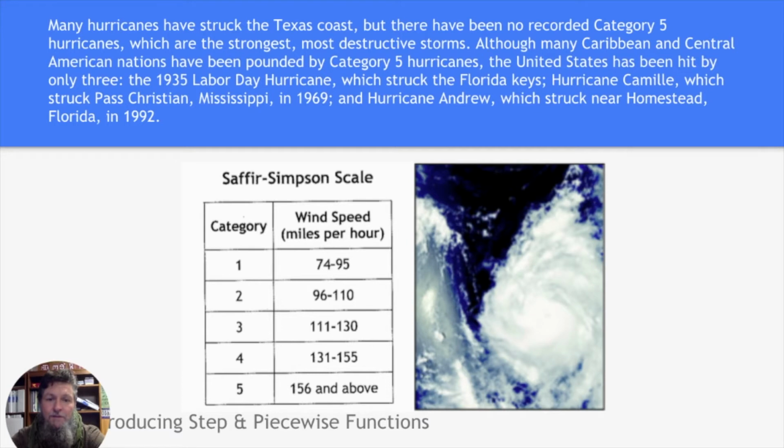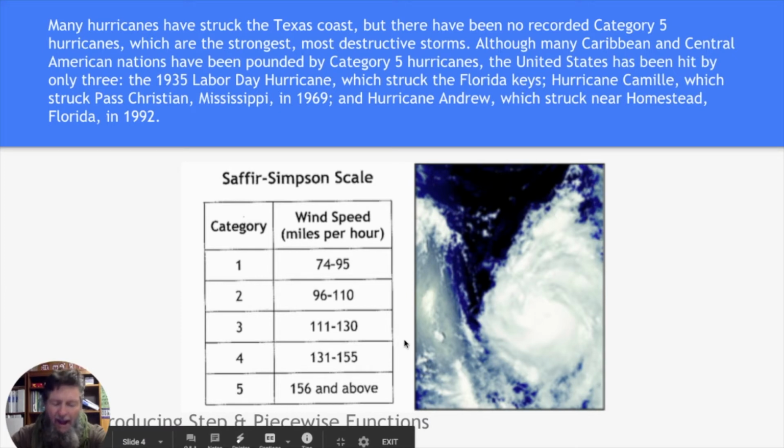There have been no recorded Category 5 hurricanes that struck the Texas coast, which are the strongest, most destructive storms. Although many Caribbean and Central American nations have been pounded by Category 5 hurricanes, the United States has only been hit by 3: the 1935 Labor Day hurricane, which struck the Florida Keys, Hurricane Camille, which struck near Pass Christian, Mississippi, and Hurricane Andrew in 1992, which struck near Homestead, Florida. I lived through that one. That was crazy. And you can see the wind speeds in miles per hour that cut our exact precise wind speed into the five categories.